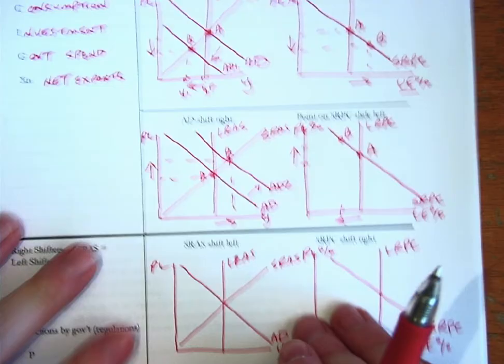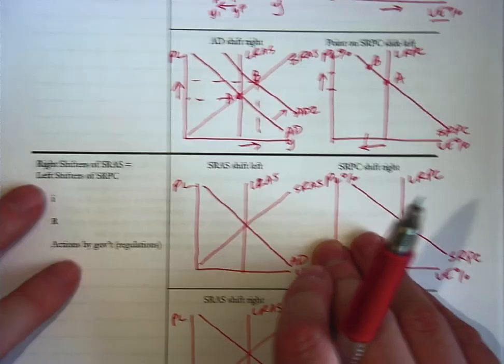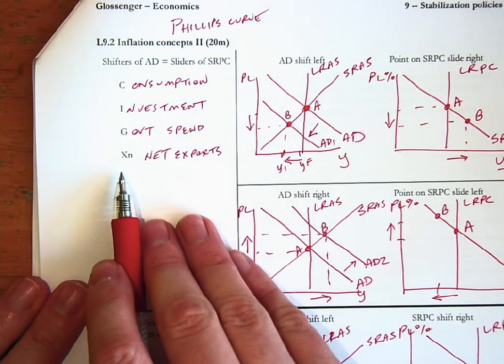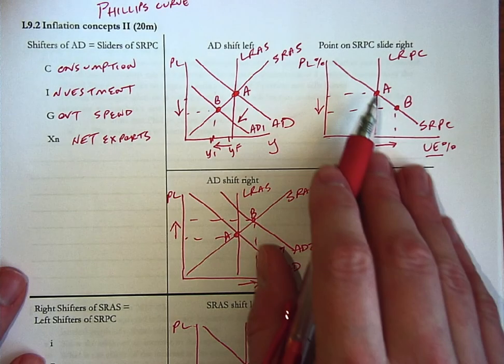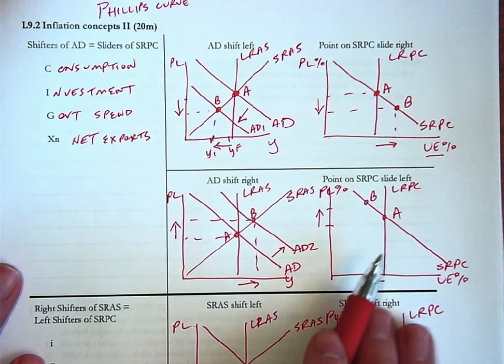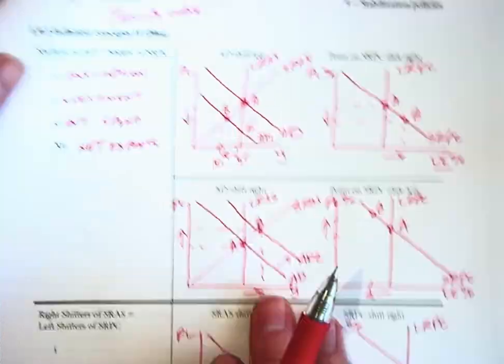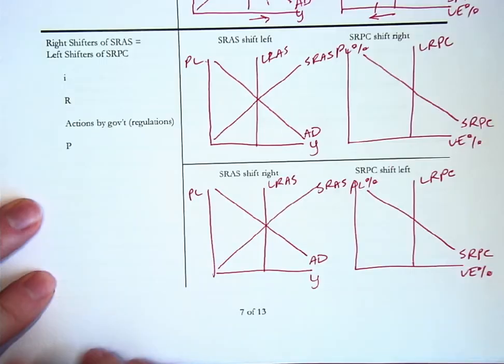The dots move opposite. Now that's for aggregate demand shifting, because these CIGXN are the sliders of the SRPC. We're going to slide along that SRPC curve. Notice we're not moving it, we're just sliding along it. Now, we've got SRAS.